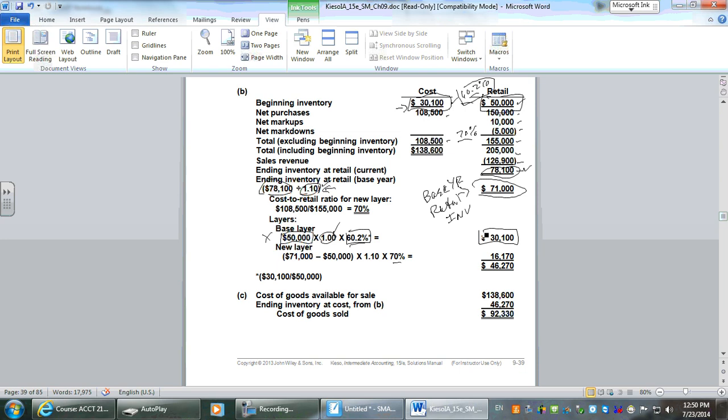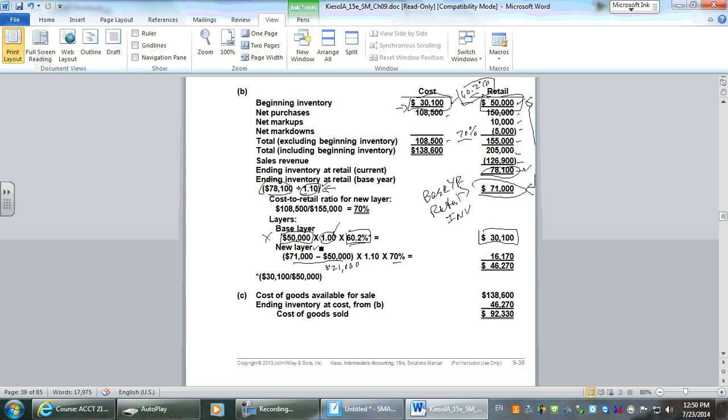If I'm below 50,000, I'll take whatever it is times 60.2, and that'll be my ending inventory. Everybody agree? Just like we did with the other LIFO, the regular LIFO. Now I've got a new layer in base dollars, 71 less 50. I added a $21,000 layer. So here's the $21,000 layer. Everybody agree? That's a $21,000 new layer at base dollars.